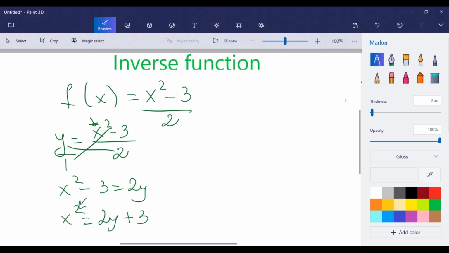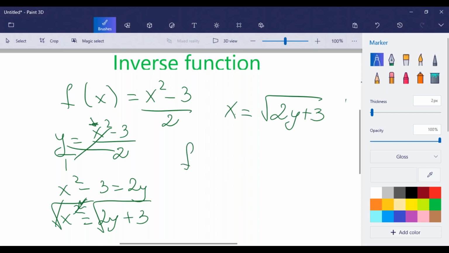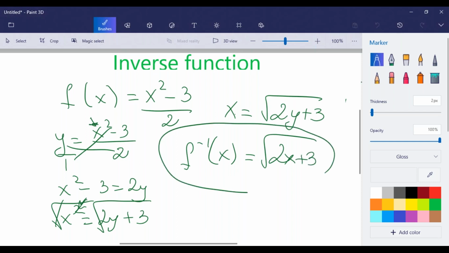How to find x? I'm taking the square root of both sides. Canceling the 2 and the square root will leave just x, which equals the square root of 2y plus 3. Final answer, f to the power of negative 1 of x equals the square root of 2x plus 3. It's your answer. Let's use cubic roots.